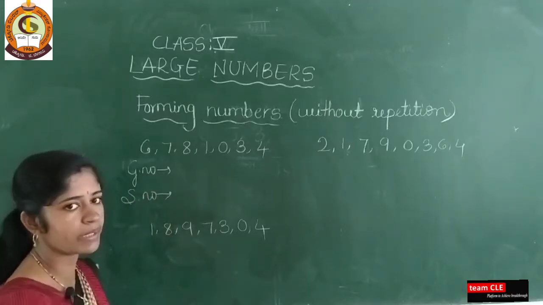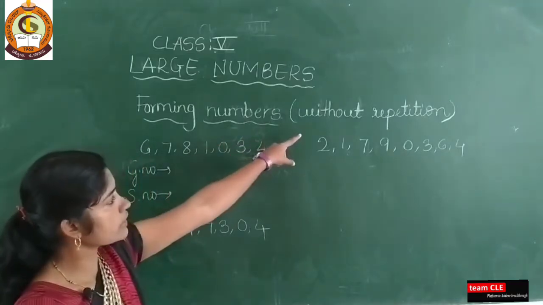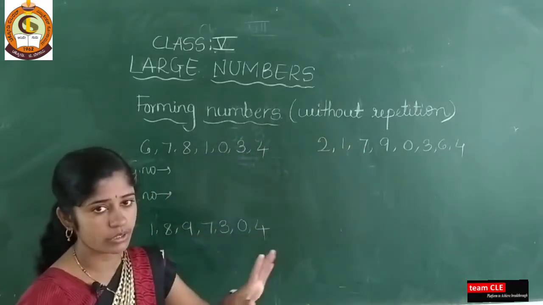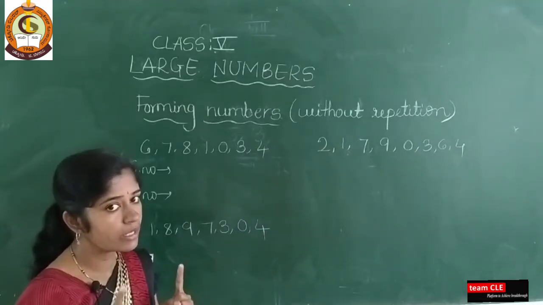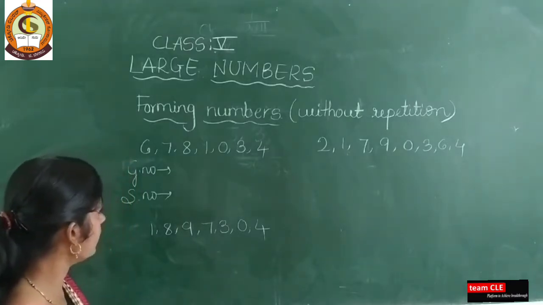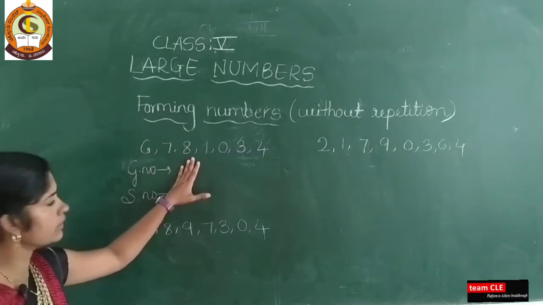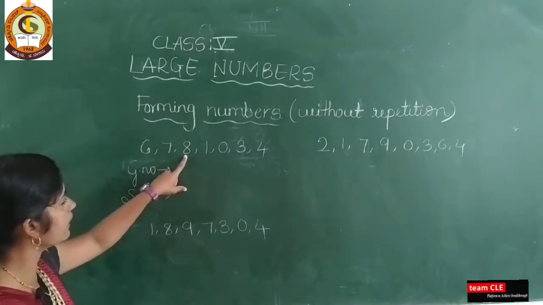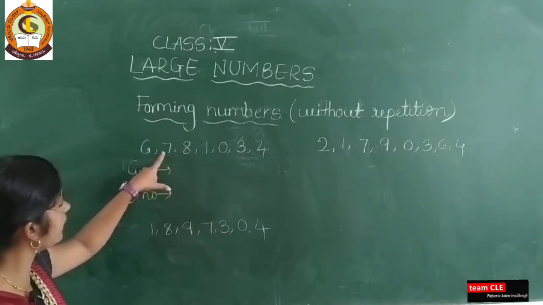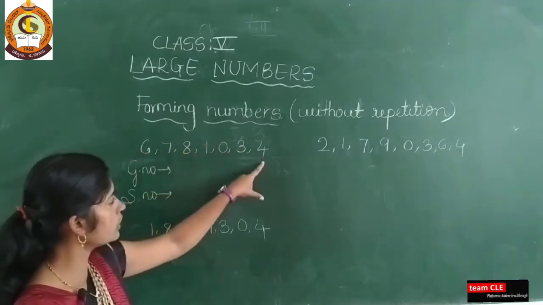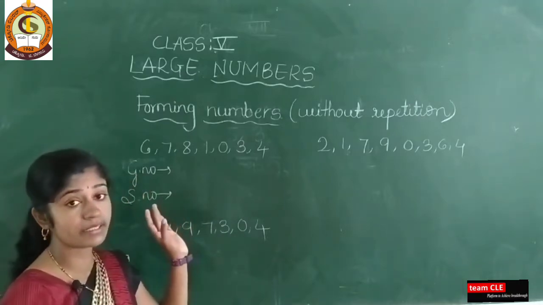See here, when you are forming the greatest number, you start with the greater number, and the question says without repetition. The number should not repeat. Each number will appear only one time. So when you are writing the greatest number, you have to start with the greater number. Which one is the greater number here? 8 is there. After 8, which one is there? 7. After that, what is there here? 6. Next, what is there? 4, 3, 1, 0. So this way you have to write the greatest number.